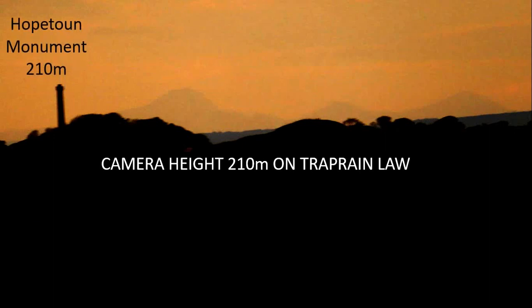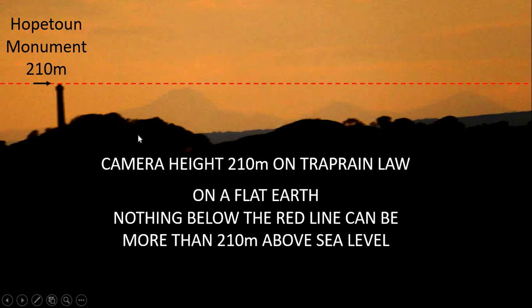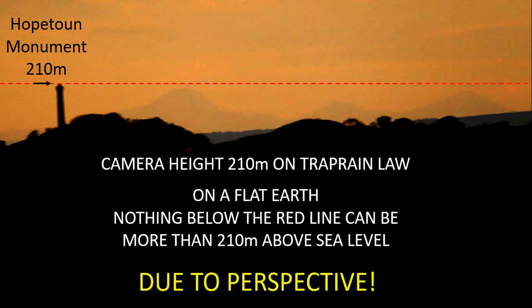So, just to remind you, we have a camera height of 210 meters, and the Hopetoun Monument height is 210 meters. This means our eye level is also 210 meters. And as you can see, the top of the monument coincides almost exactly with the top of Ben Lomond in the picture. Ben Lomond's slightly below the top of the monument. This is all due to perspective.